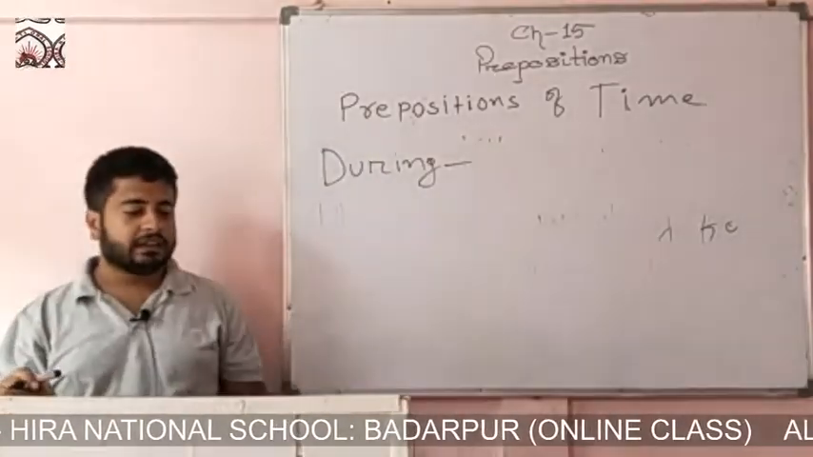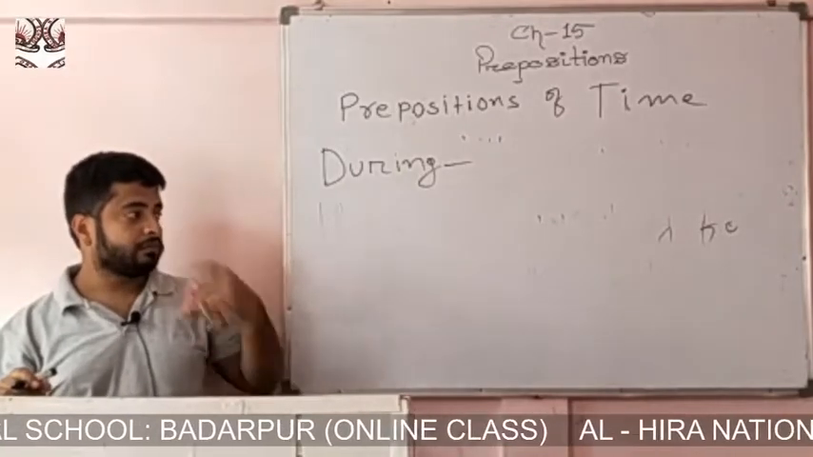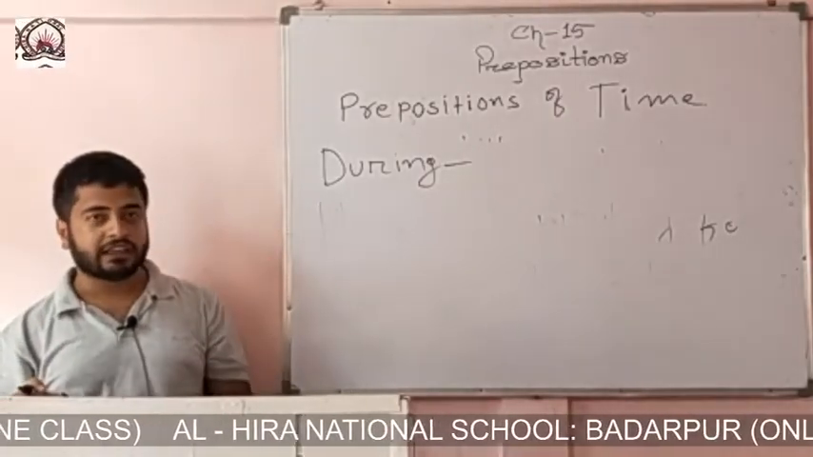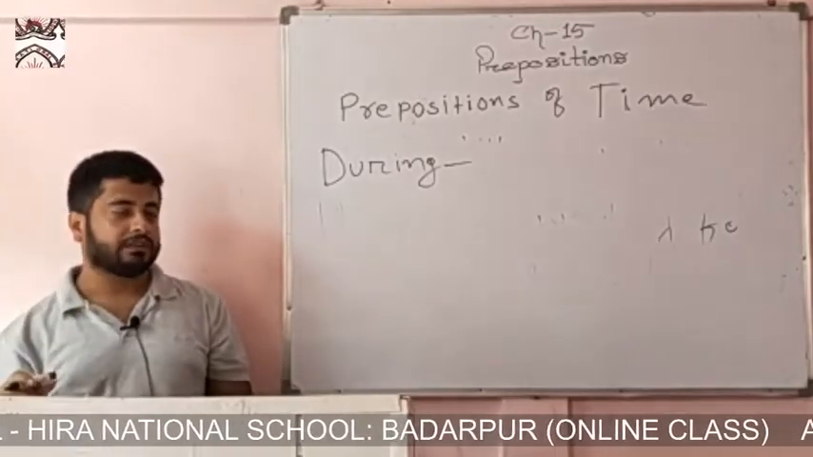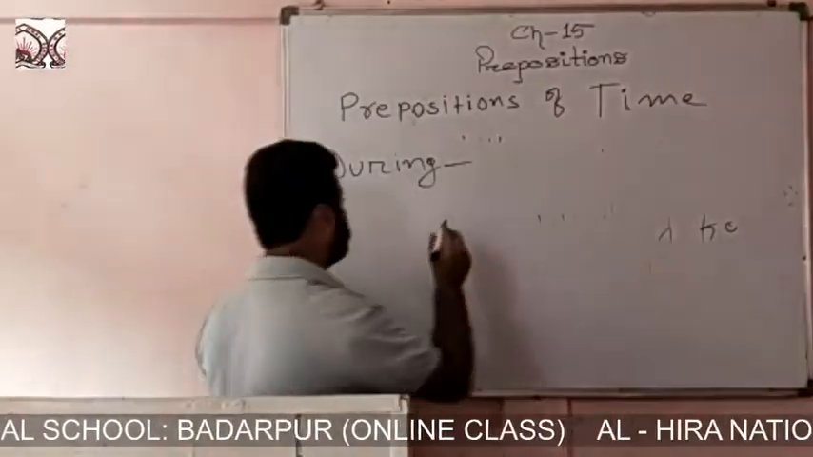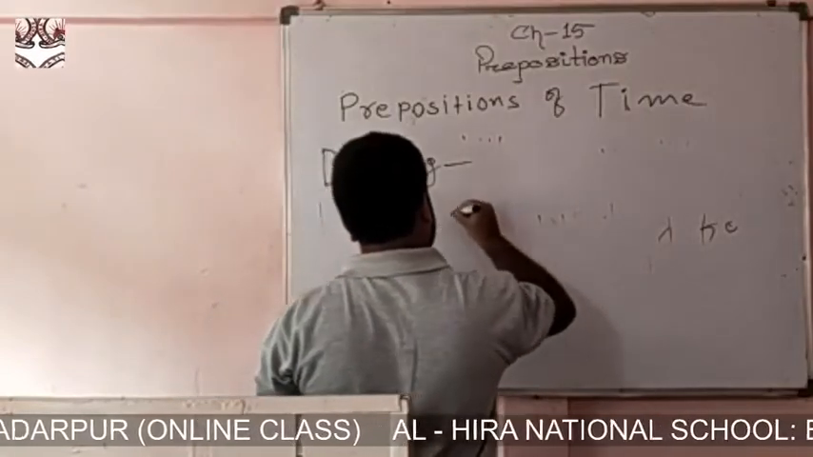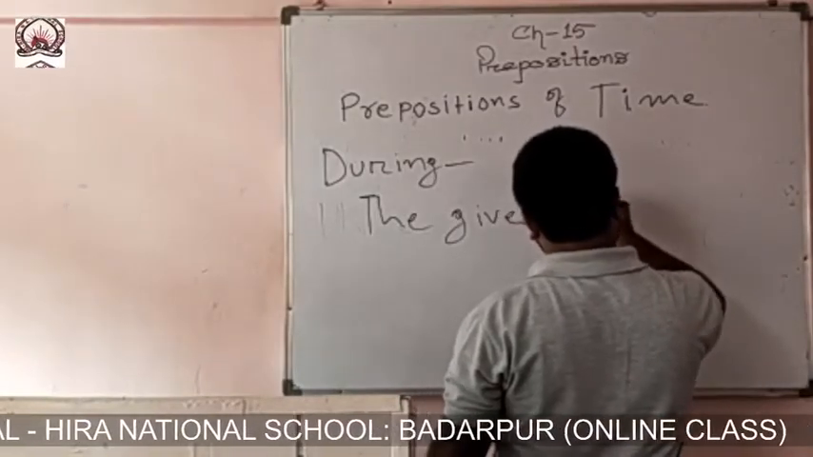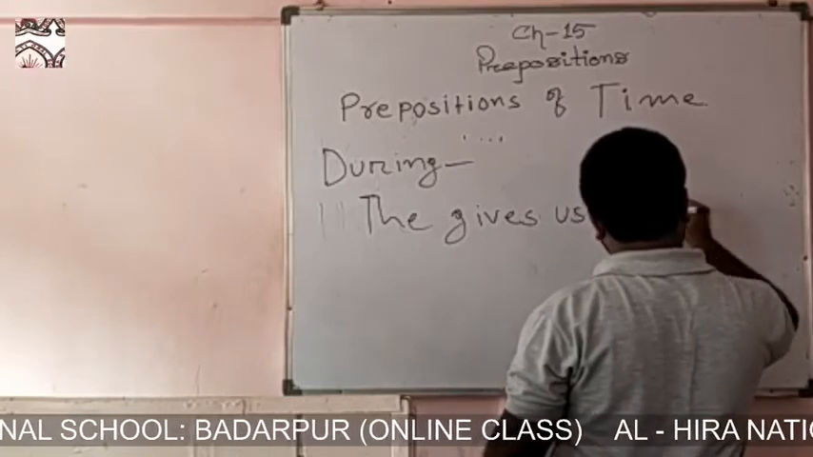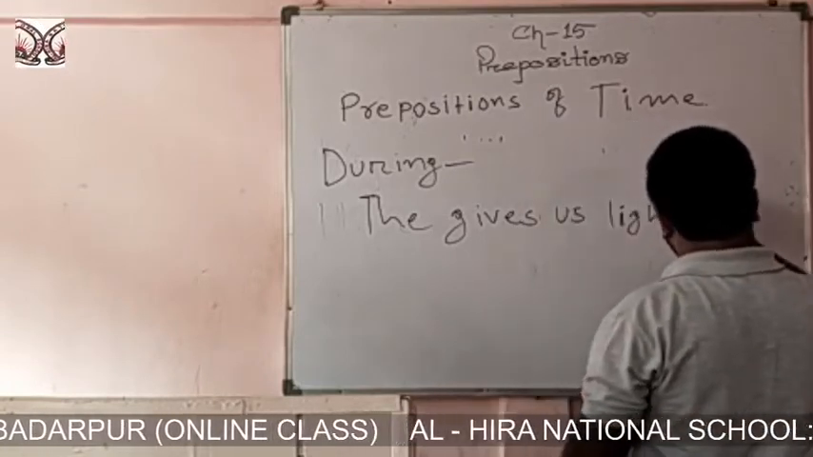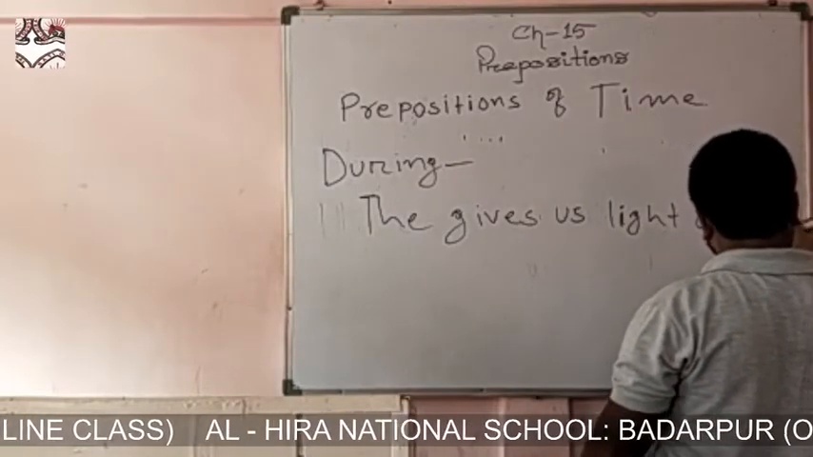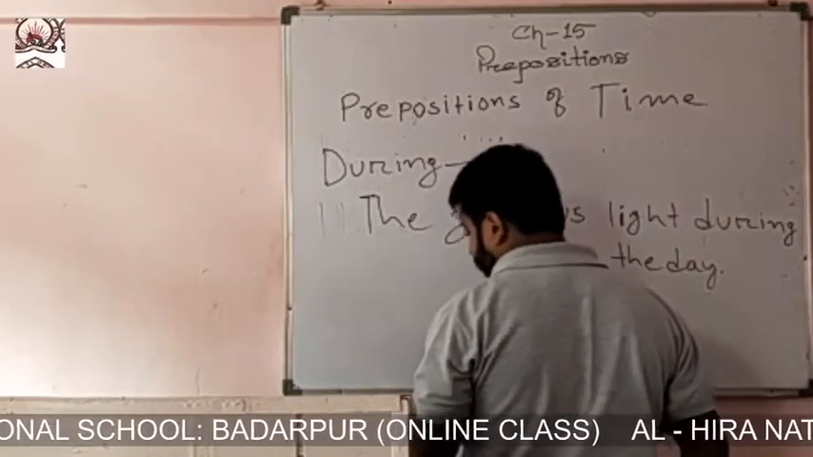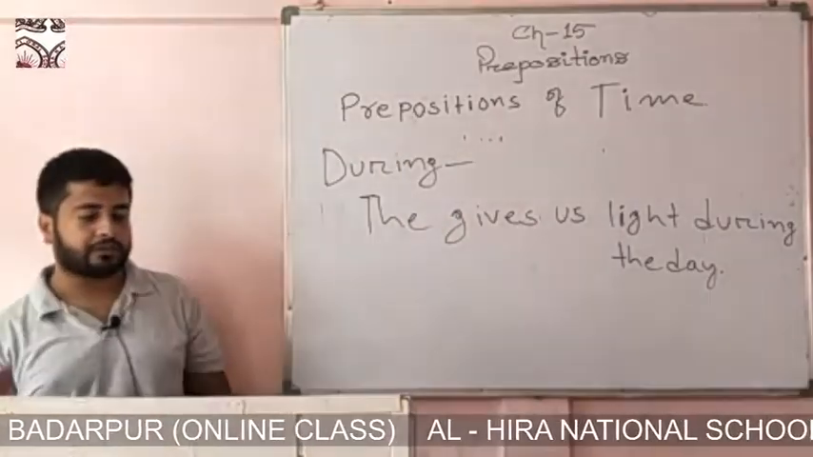It indicates a period of time. For example, the sun gives us light during the day. So, during indicates a period of time.